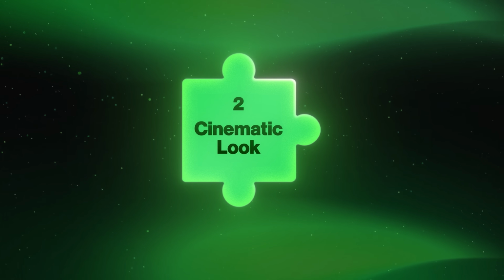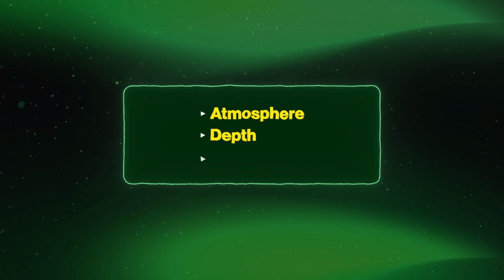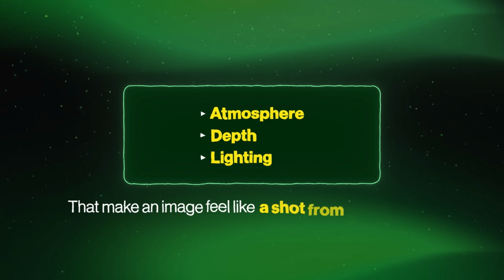There's one more category that's really important for both images and AI videos, and that's the cinematic look. So basically, we care about how well these models can create atmosphere, depth, and lighting that make an image feel like a shot from a real movie.